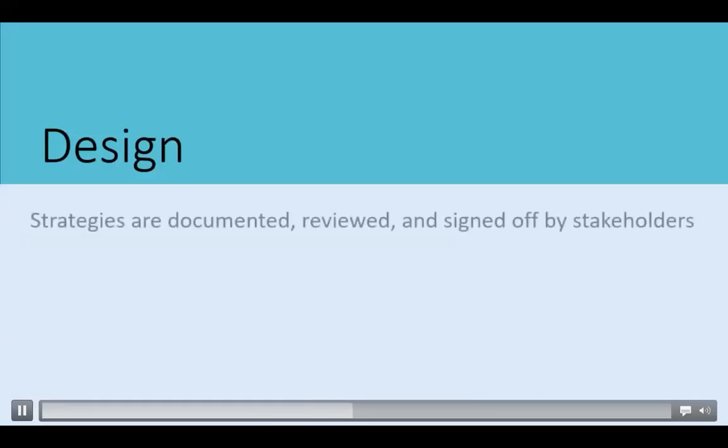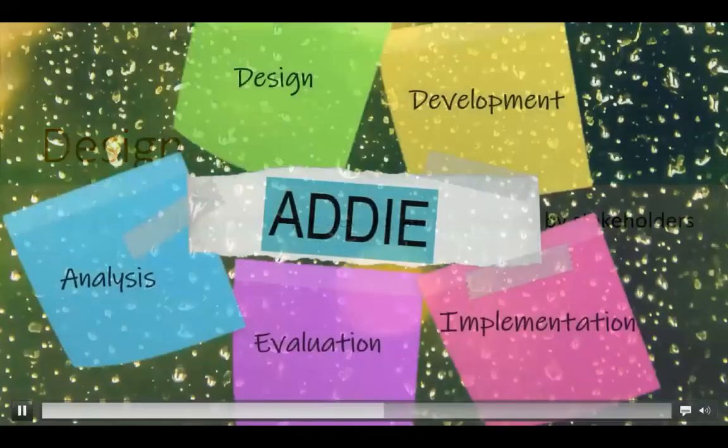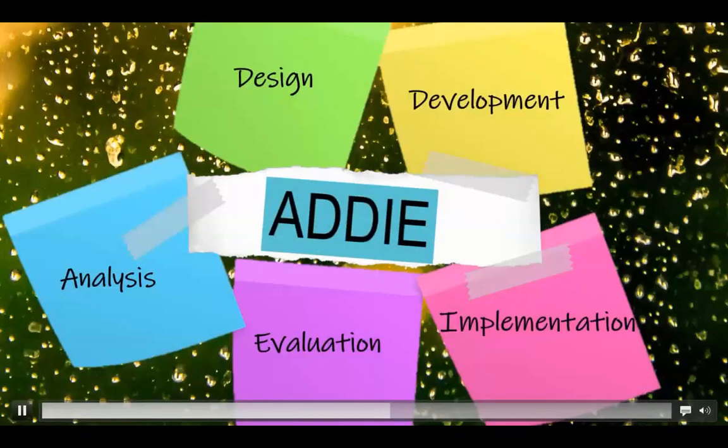The learning project's instructional, visual, and technical design strategies are documented and reviewed by the relevant stakeholders on the project. These aspects need to be signed off before moving on to the next stage. Once the design of the instruction is signed off by the stakeholders, instruction is moved into the next stage, development.